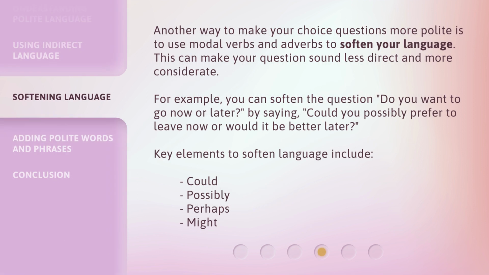Another way to make your choice questions more polite is to use modal verbs and adverbs to soften your language. This can make your question sound less direct and more considerate. For example, you can soften the question, "Do you want to go now or later?" by saying, "Could you possibly prefer to leave now, or would it be better later?" Key elements to soften language include could, possibly, perhaps, might.